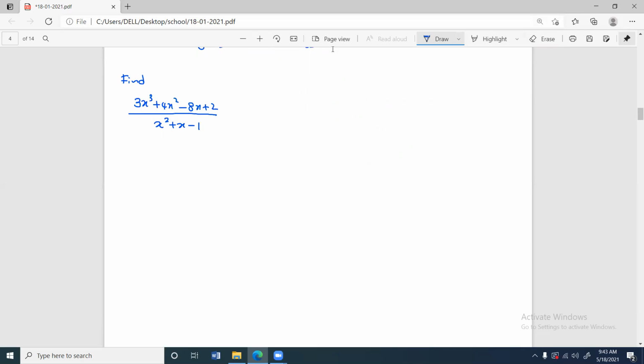The second method is called the method of equating coefficients. That's a method we use. Now tell me, what is the order over here? The order of the numerator is 3. The order of the denominator is 2. Then what would be the order of the answer? The answer would have order 3 minus 2, which is 1. Here you get the answer of order 1.